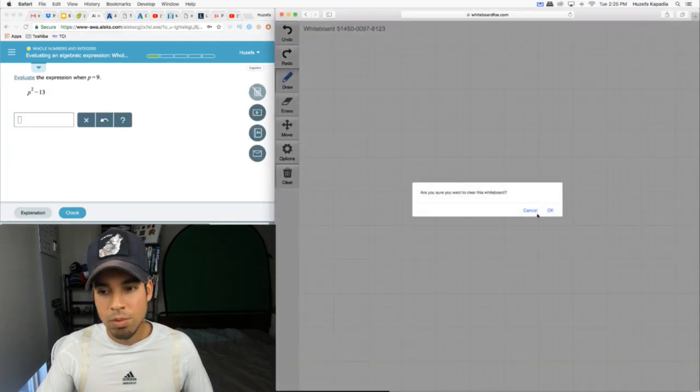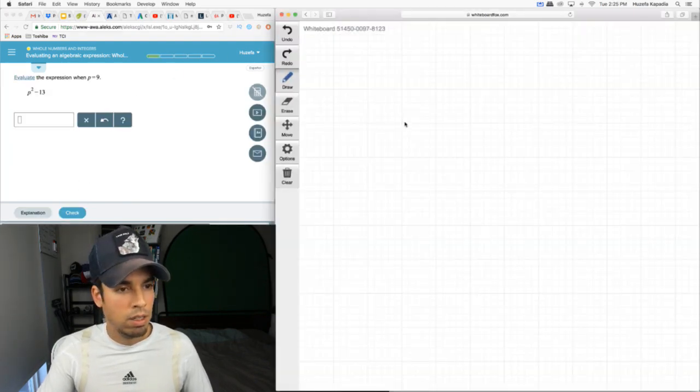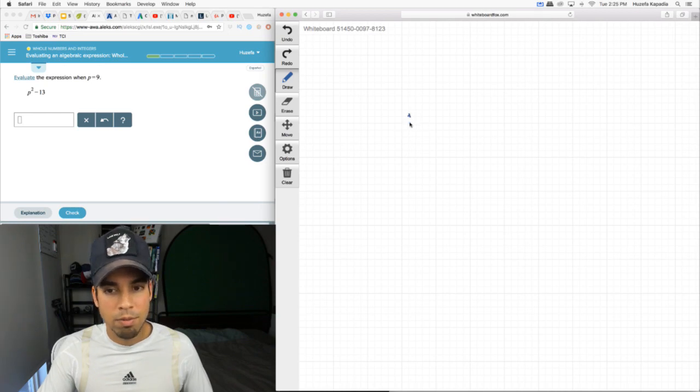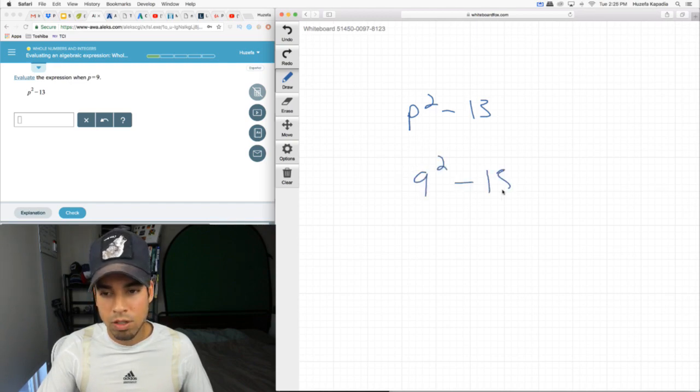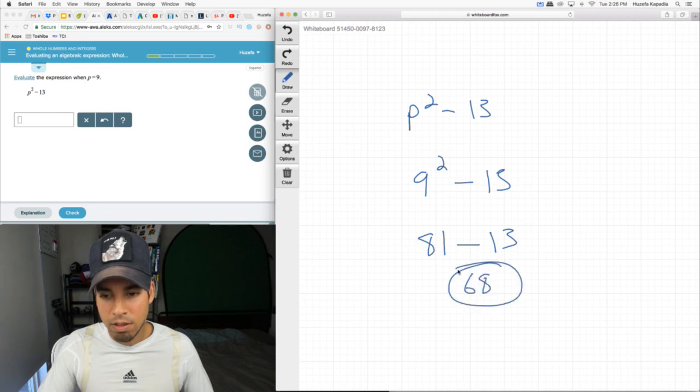All right, evaluating the expression. So again, we have p squared minus 13. We're going to plug in a 9 for p, and that becomes 9 squared minus 13. 9 squared is simply 81 minus 13, and we do that subtraction and we get 68.